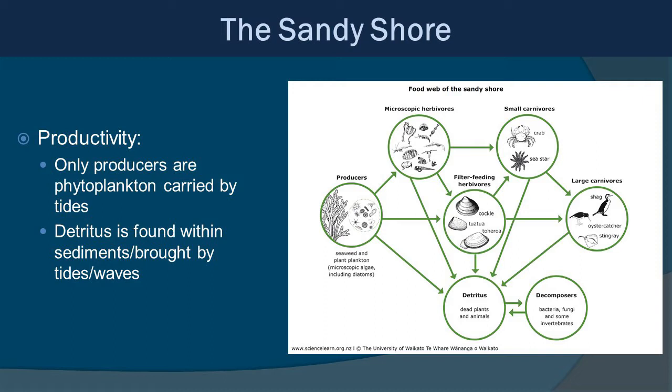When we look at productivity in the sandy shore, the only real producers that are consistent would be phytoplankton. However, you do occasionally have some macroalgae that can take hold in some areas depending on the situation. But another big thing with the food web for sandy shores is detritus, which is found within the sediments, and it's shifted around by currents and tides as well. That helps provide some nutrients and food for a lot of the other organisms that are there, especially the ones that live and burrow in the sand, which again helps support things like birds or crabs that are hunting for those things.